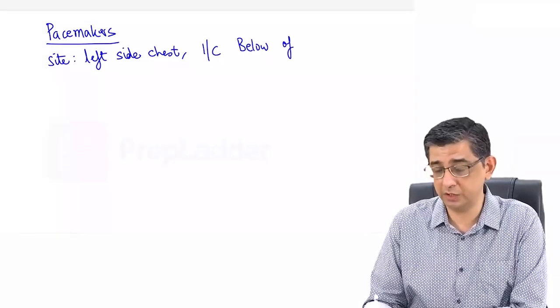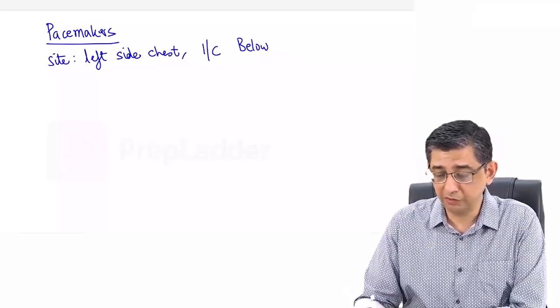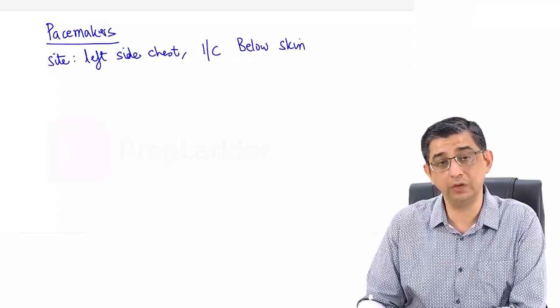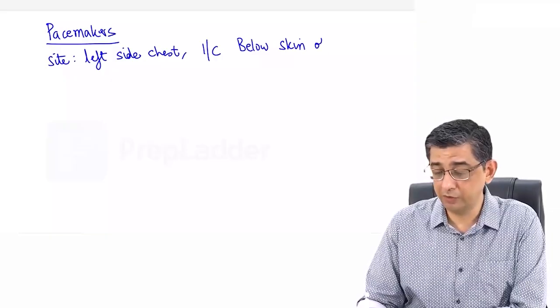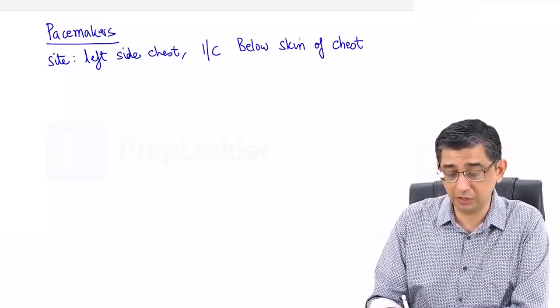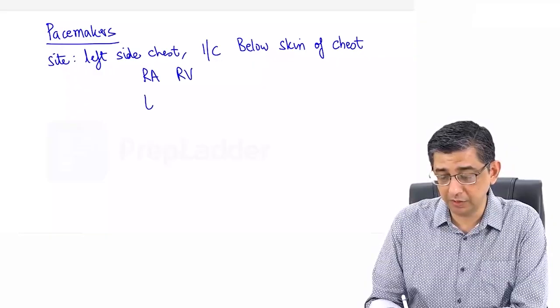The batteries and hardware are just below the skin of the chest, but when it comes to the wires or the leads per se, the leads are going to go through the soft tissues and touch the heart. Now we are going to study which surface of the heart these leads of the pacemaker are going to touch, because there are four chambers: right atria, right ventricle, left atria, left ventricle.